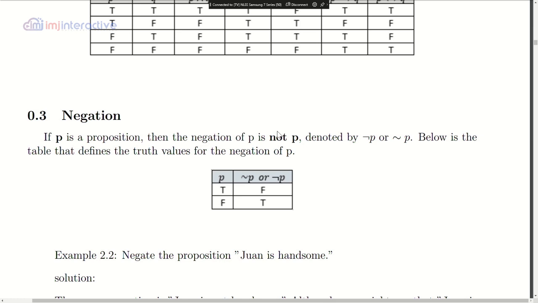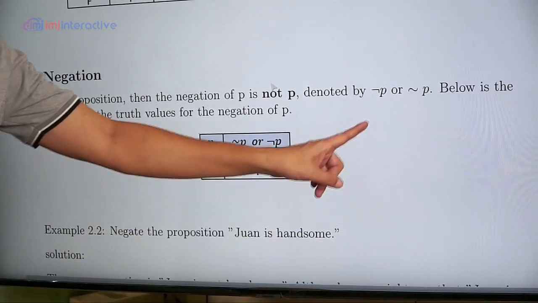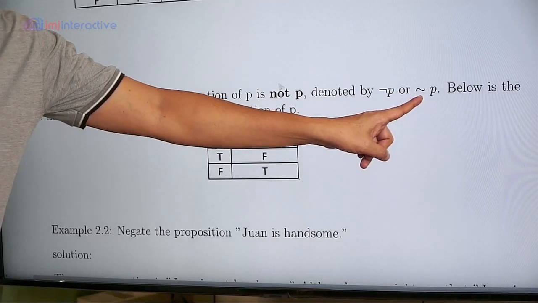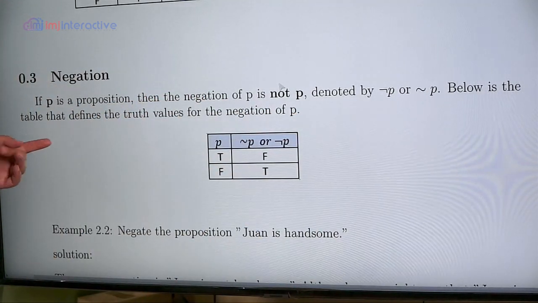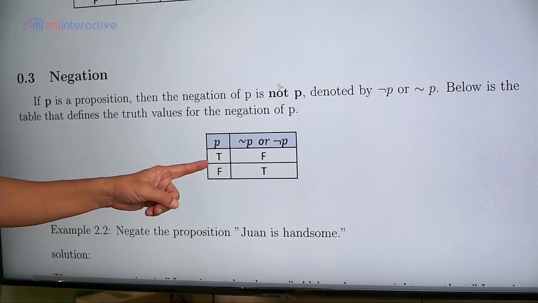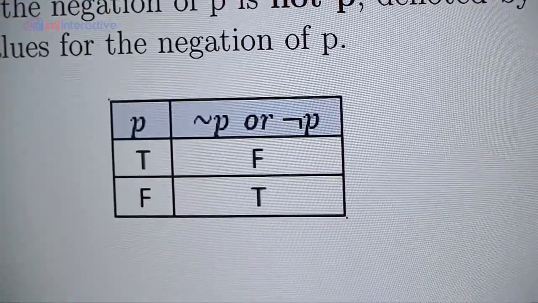If P is a proposition, then the negation of P is not P, represented by tail P or tilde P. So these are the symbols for a negation of P. Below is the table that defines it. Meaning to say, if P is true, then not P is false. Let's take an example.